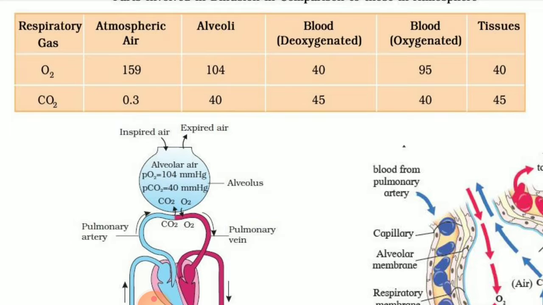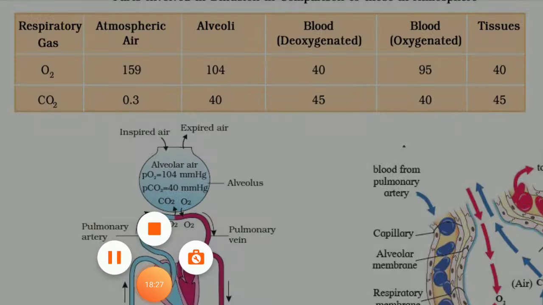Now what about carbon dioxide? Carbon dioxide within the blood has a partial pressure of around 45. Partial pressure within the alveoli is 40. So the exchange again takes place from higher concentration to lower concentration, higher partial pressure to lower partial pressure. So carbon dioxide is going to diffuse from the blood to the alveolar air.